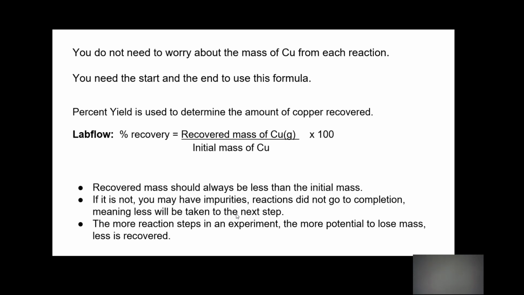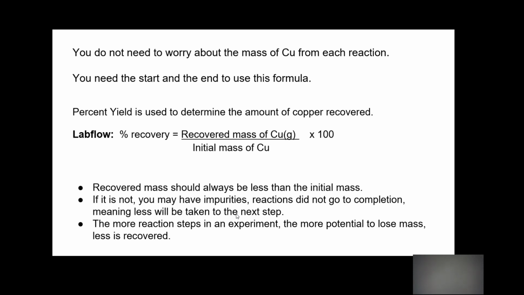So think about distance traveled. We're not worried about the obstacles in between. We're only worried about where you started from and where you ended up. Now, in your PDF, it shows a recovered mass equation, and this is what we're going to use. You would have your initial mass, which is what you start with, and then your recovered mass. Your recovered mass should always be less than the initial mass.